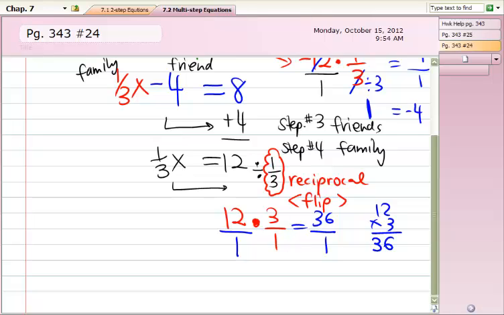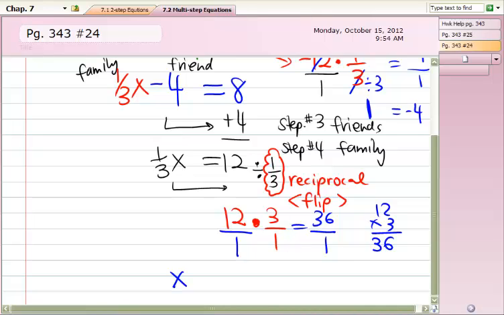So now if I come back to my equation, x, and here's my equal sign, and when I do a division, I actually do a multiplying of the reciprocal, and that gives me 36. And there's my final answer.